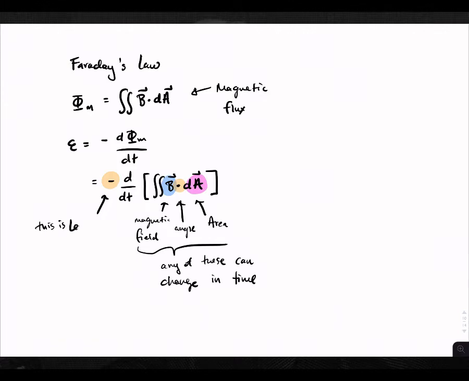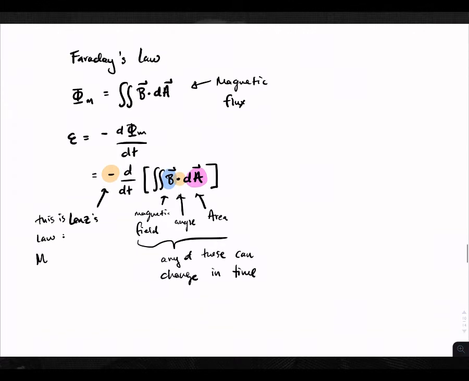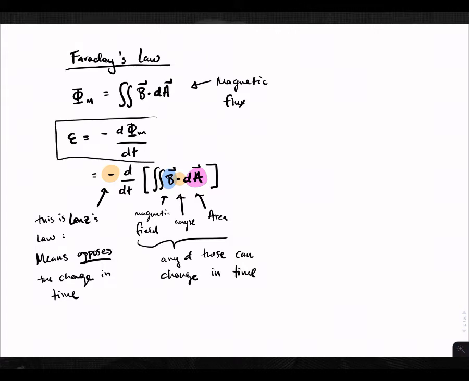So this is the part that says it opposes change. It's like when we have force equals negative kx, right? That's the restoring force. So when you stretch a spring this way, the force goes that way. So it opposes the change. Remember, Faraday's law and Lenz's law, the direction of the induced field opposes the change in flux. So this is how we indicate that.